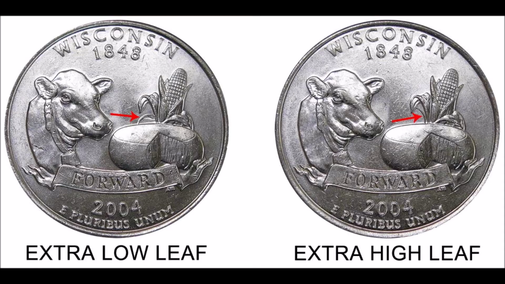In one version, there's an extra leaf on the ear of corn that points upward, and the other version has an extra leaf that points downward. Given the timing of this error, the public was super quick to collect them, and they usually got about $300 or $400 a piece at the time, but have settled around $100 for a really good example of one.